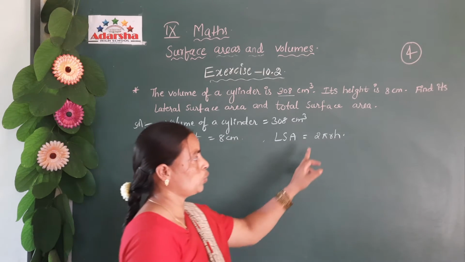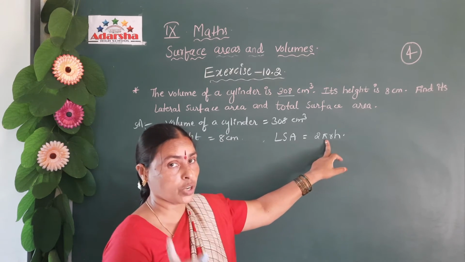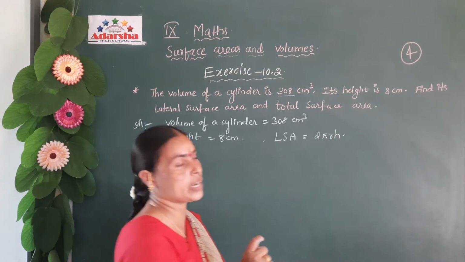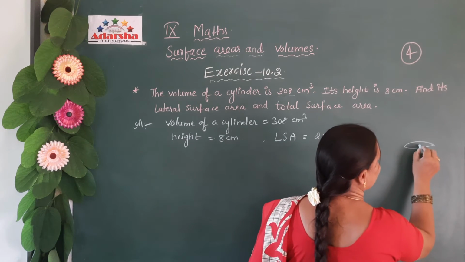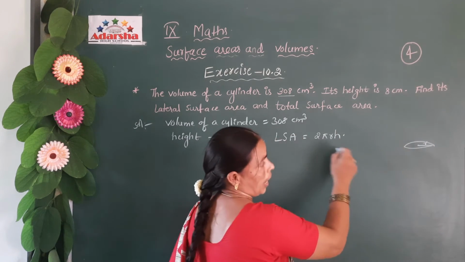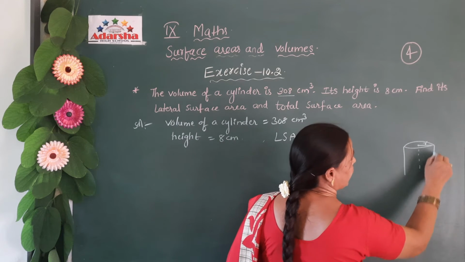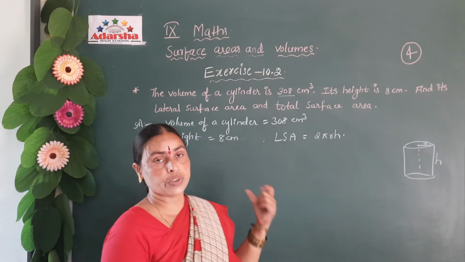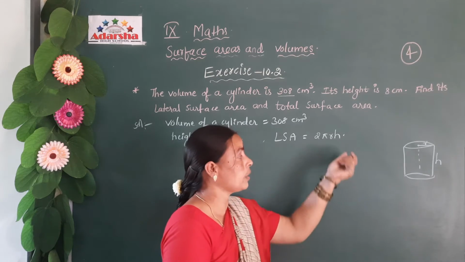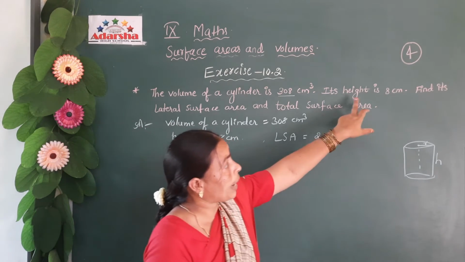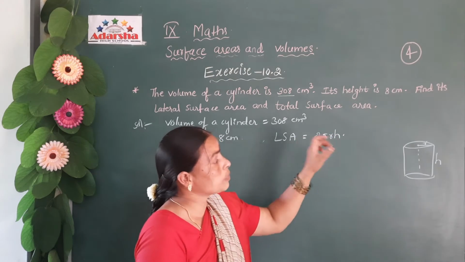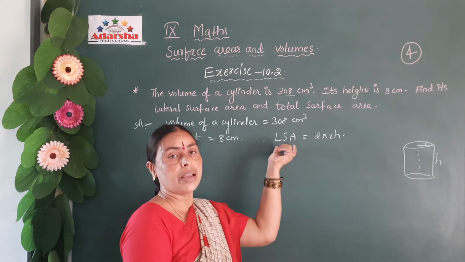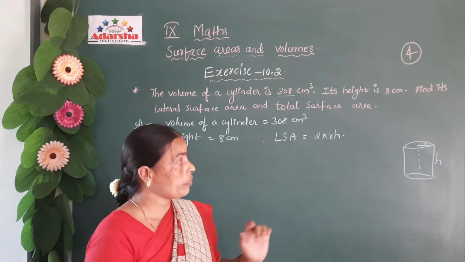The value of pi we know, 22/7 or 3.14. r is the radius of the cylinder and h is the height. Here this is the circular face, with radius r, and h is the height of the cylinder. For finding the lateral surface area, you have to know the radius and the height. The height is given in the question, but the radius is not given. If you know the radius, then only you can find the LSA and TSA. But we don't know the radius.